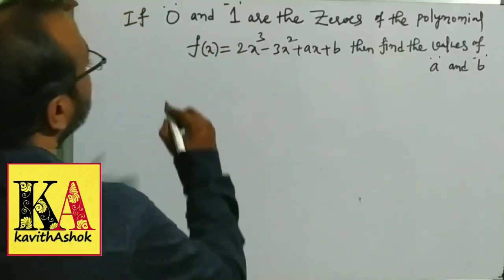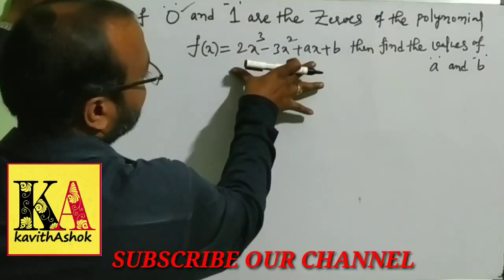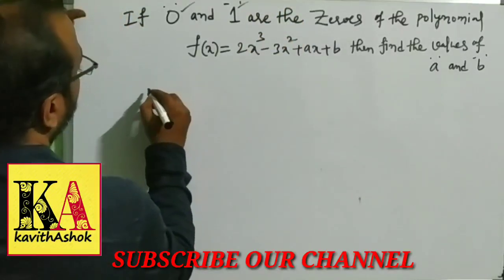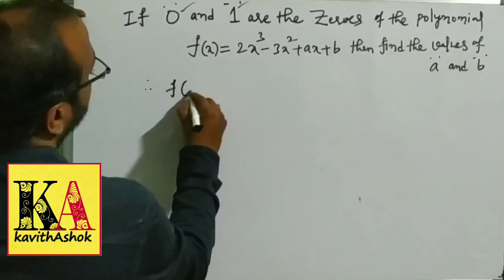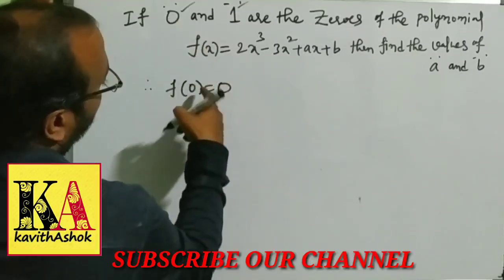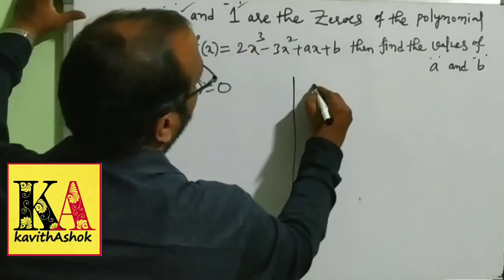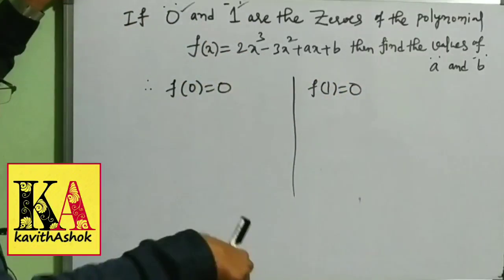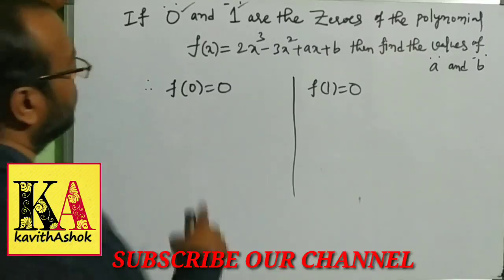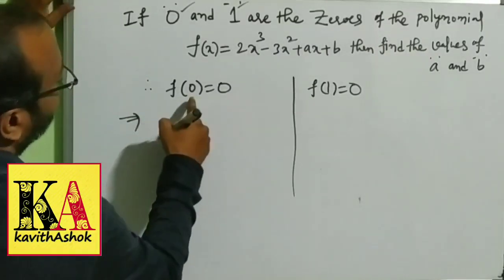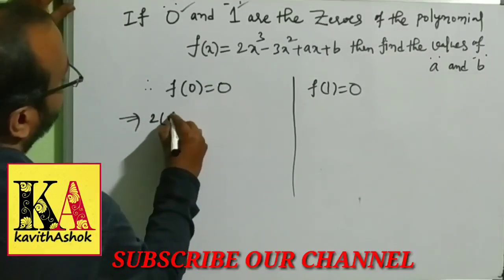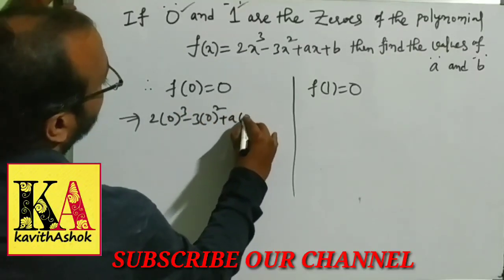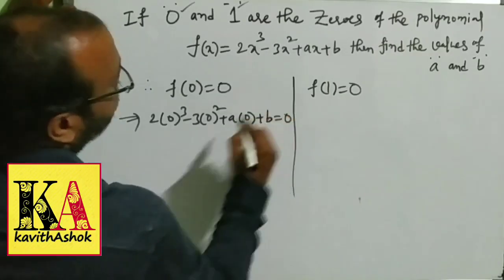So first, what he says here, 0 is a zero of the polynomial, 1 is also a zero of the polynomial, right? So therefore, f of 0 is equal to 0. In the same manner, f of 1 is equal to 0 also. Why? Because he only says that 0 comma 1 are the zeros of the polynomial. So then this implies f of 0, in the sense 2 into 0 cube minus 3 into 0 square plus a into 0 plus b is equal to 0.